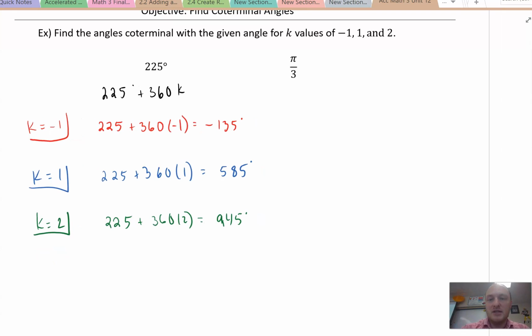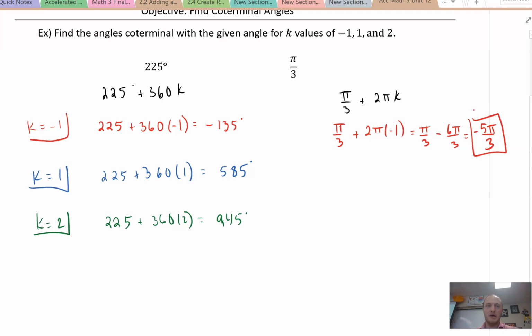Now, how do we do this with radians? Well, I'm going to, again, take my pi over 3 plus 2 pi k. So there is my formula, and I'm going to do the same thing. So I have pi over 3, plus 2 pi times negative 1. So I end up subtracting 2 pi. So I have pi thirds minus. Now, in order to subtract fractions, you need a common denominator, right? So this is going to be minus 6 pi over 3, and we get negative 5 pi over 3.